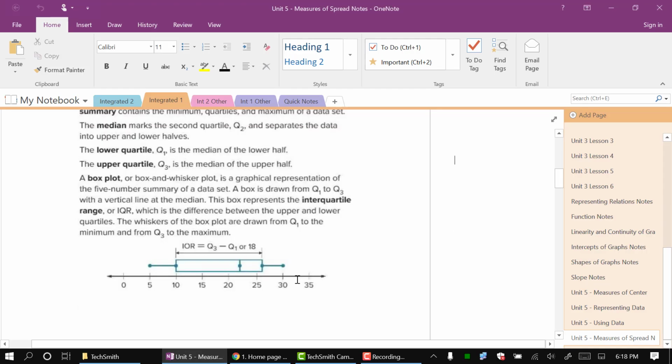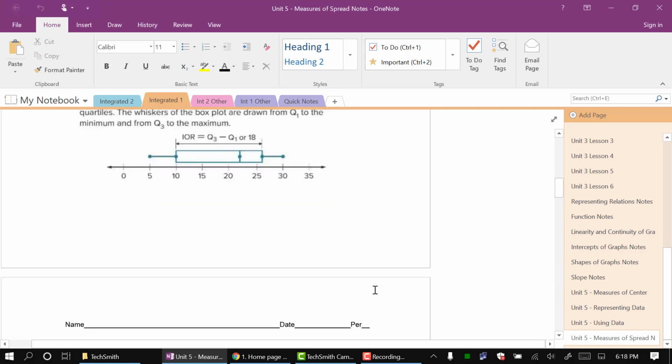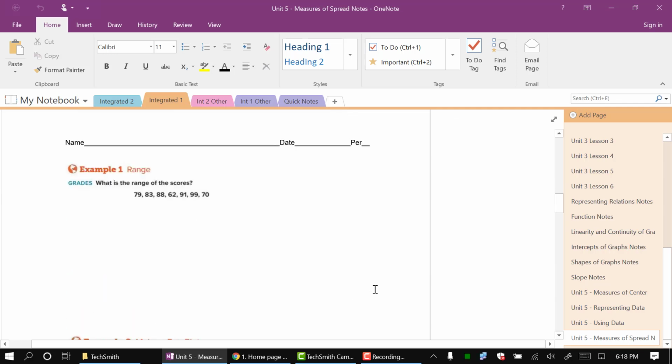Bring up this page. There it goes. And we're going to be looking at box plots. Box and whiskers is a way of representing data. So let's go ahead and start off with our first example. Let's take a look at example 1.